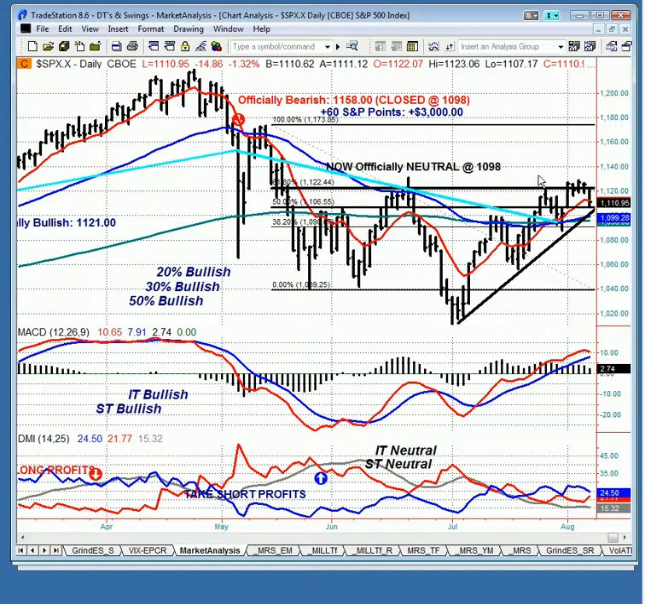We went ahead and exited our bearish exposure for a gain of 60 S&P points, around $3,000 per S&P contract, about a 60% return in about 3 or so months, 1, 2, 3 months on the official market timing. But right now we're neutral; we went to neutral at 1098. The market went on up to almost 1130, 1125, 1130 we'll call it, but we're just really holding off.